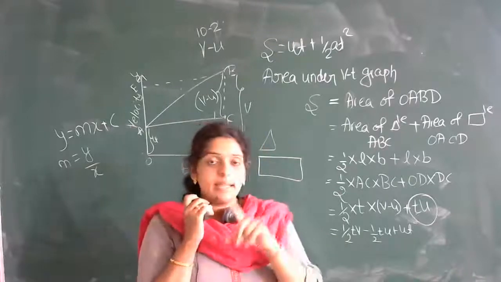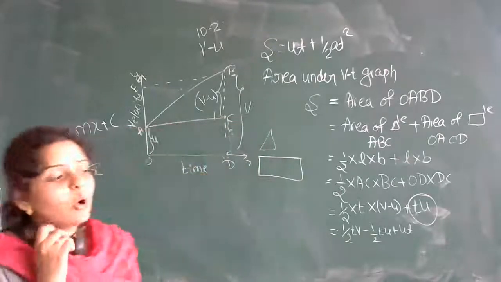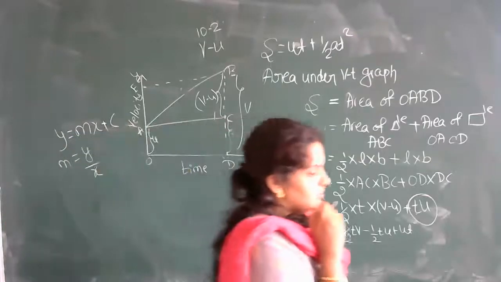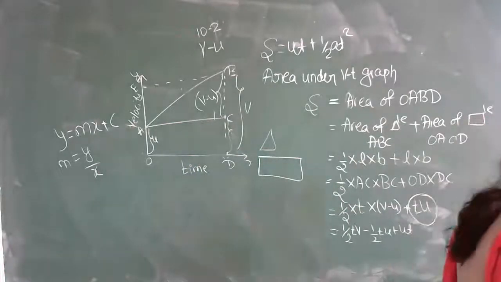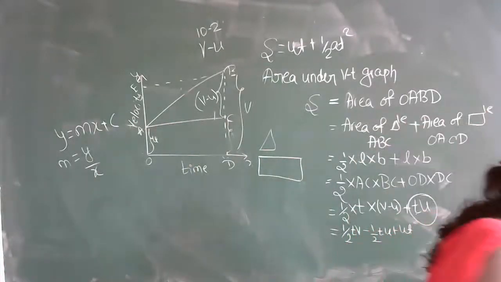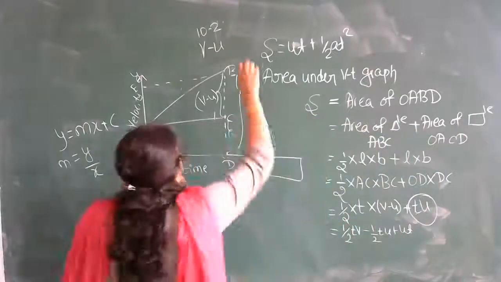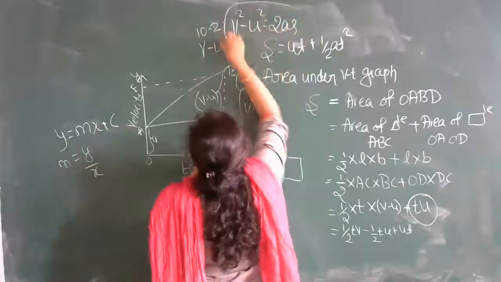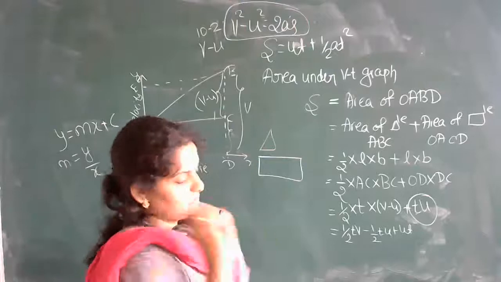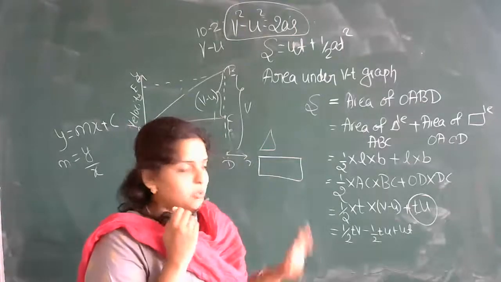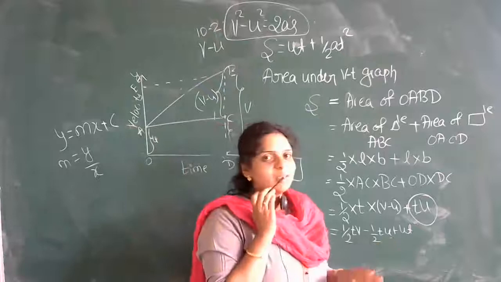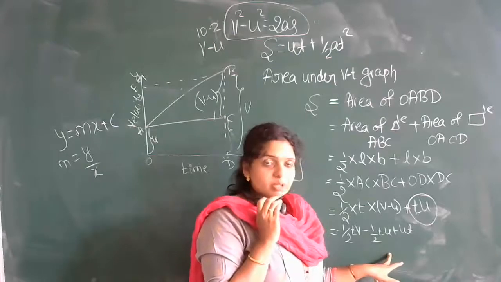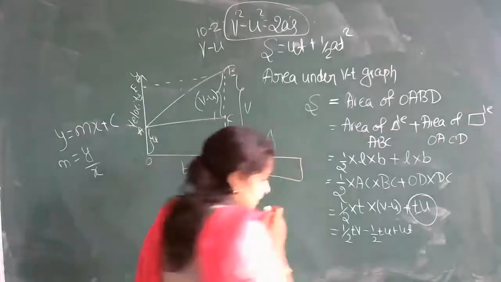Correct? Then you can take 1 by 2 common, just check. 1 by 2 into t you can take common. Try yourself. What can you take common, what can you substitute? You should get the answer. v square minus u square is equal to 2as. This is your aim. I'll teach you, I'm just telling you. You just try yourself so that you give work to your brain also. First what to do? Take ut common. After taking ut common, what do you get in the bracket?